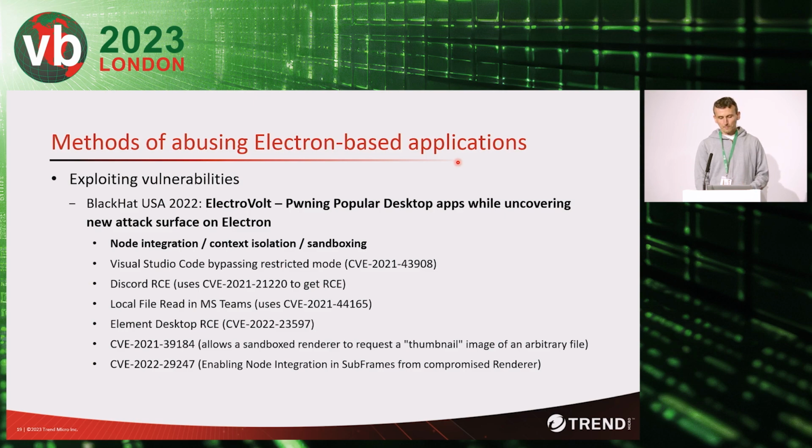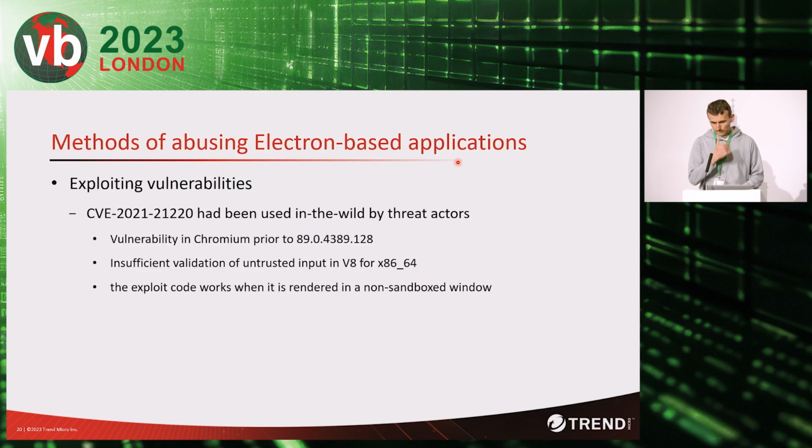In the paper they talk about several different applications and several different vulnerabilities. But for this presentation, I would only highlight this second one, CVE-2021-21220. It was the only one which we have seen in the wild, and we will talk more about it in the last section. This is a vulnerability which affects Chromium prior to version 89.0.something. The 64-bit version of Chromium is affected. An important thing: it works only for non-sandboxed windows. If sandbox is enabled, this vulnerability is not effective.